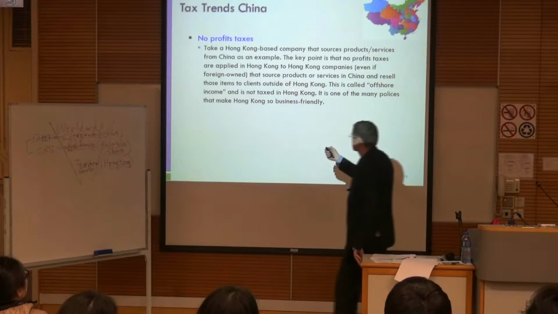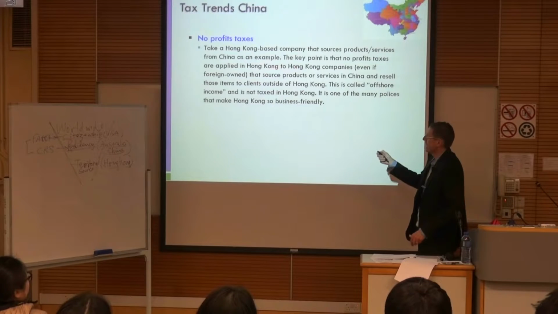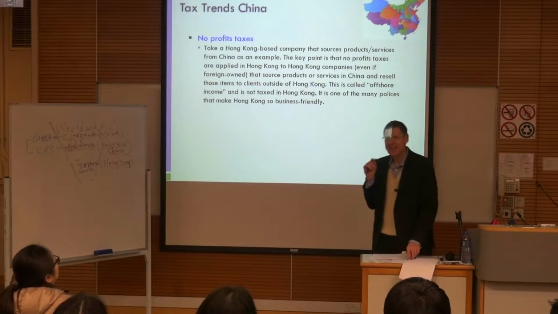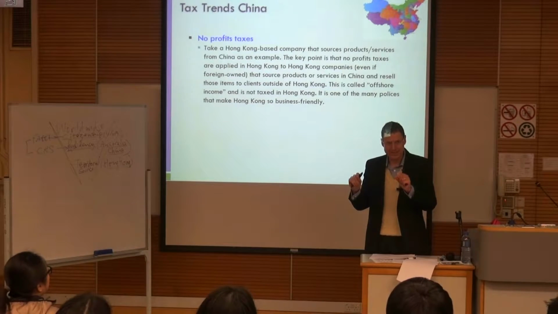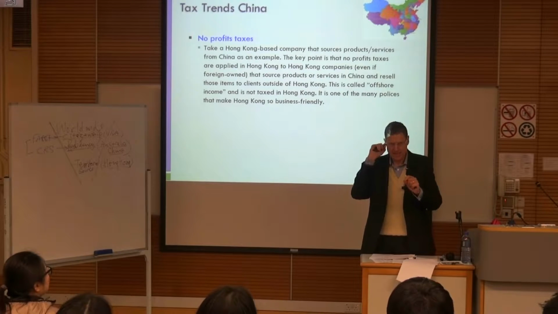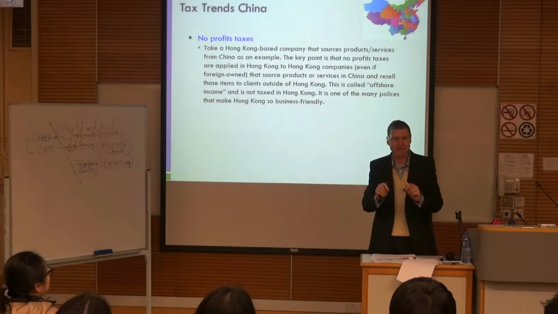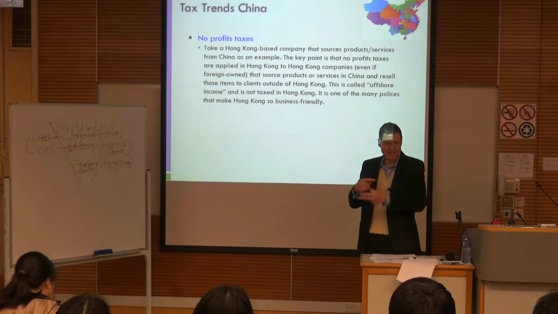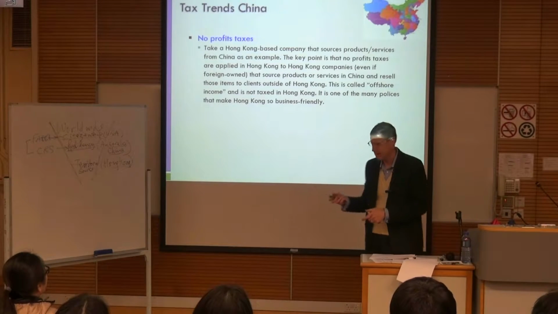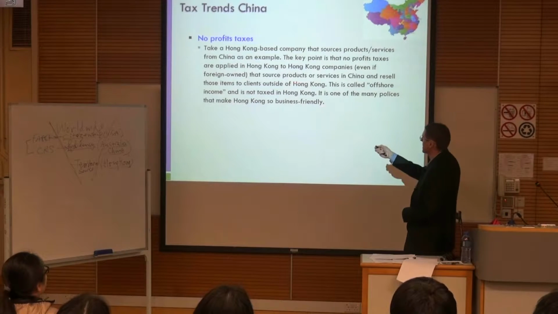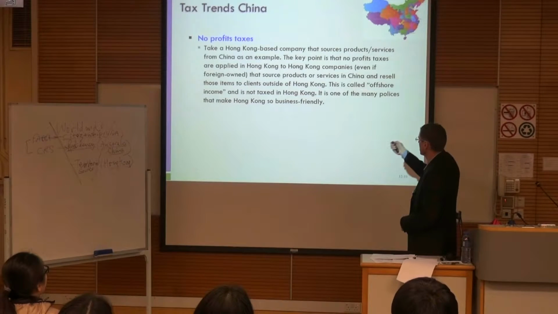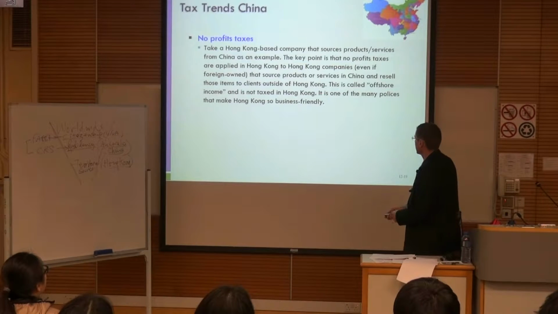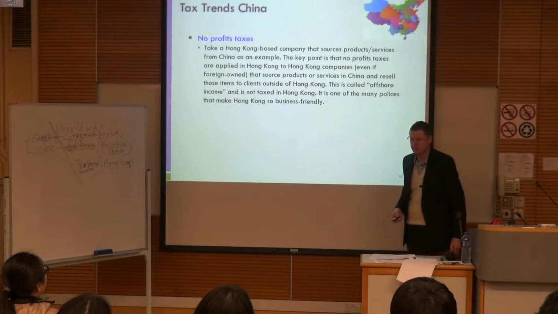Okay, so just note that your company in Hong Kong, you have to specifically designate it as a particular transshipment type company. It has to be registered like that in order to have this status of not having to pay any tax on goods coming in, goods coming out. A lot of companies in Hong Kong are for that purpose. It's called offshore income. It's not taxed in Hong Kong. It's one of the many policies that make Hong Kong very business friendly.